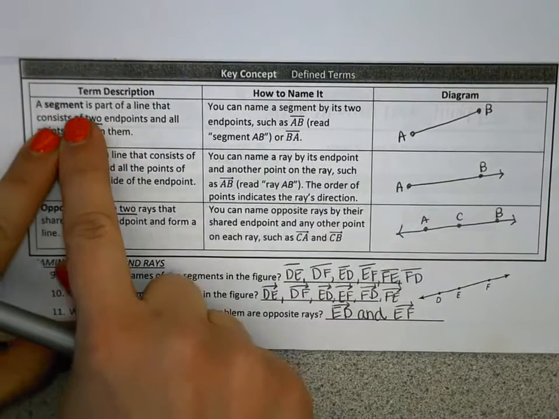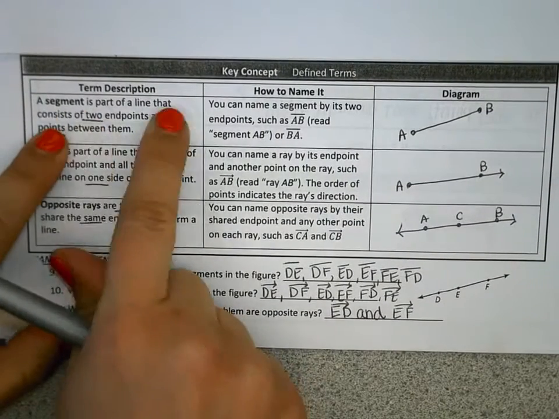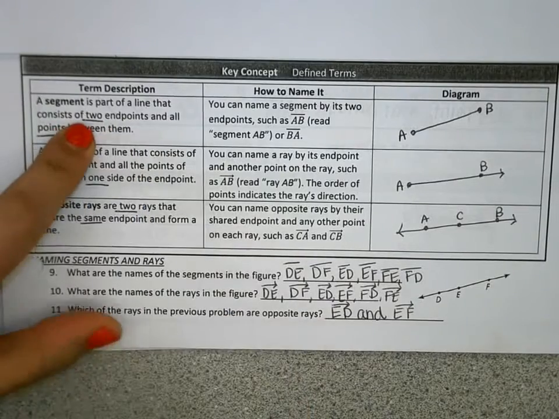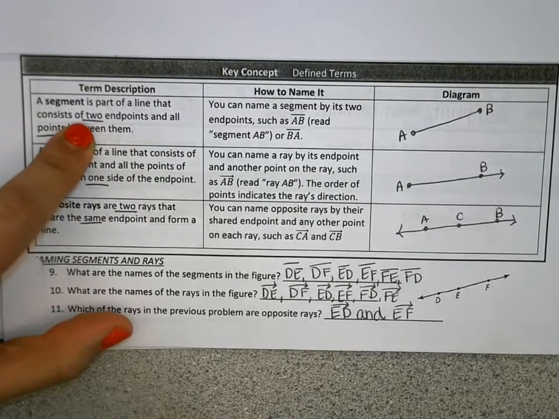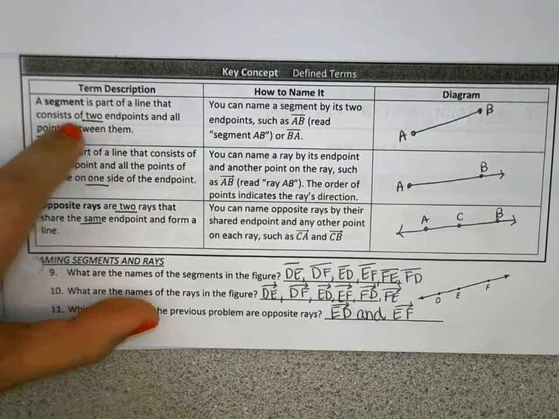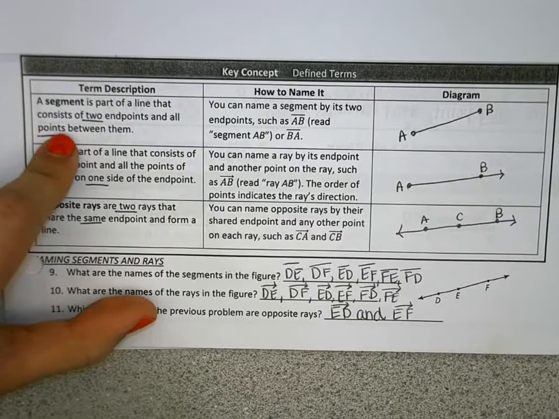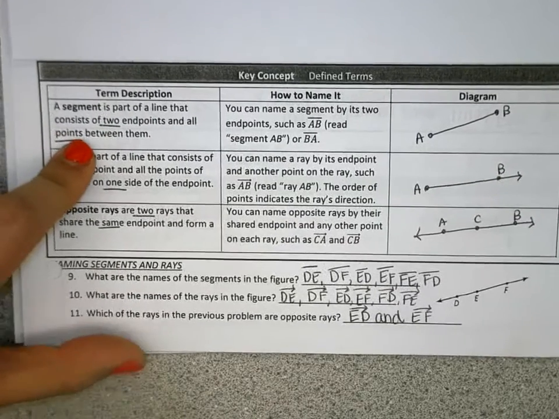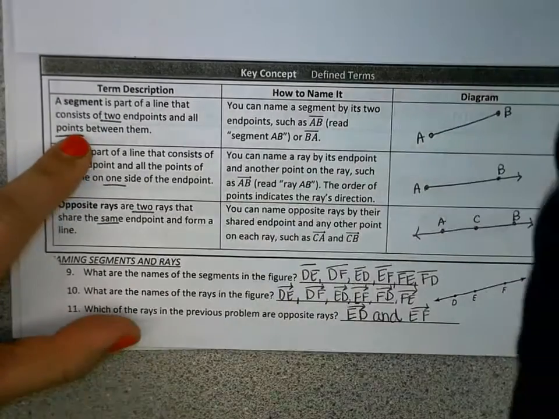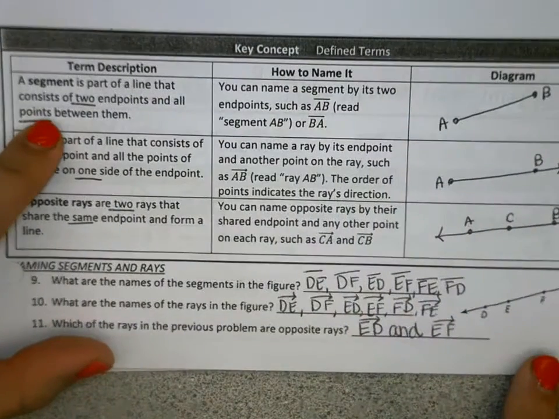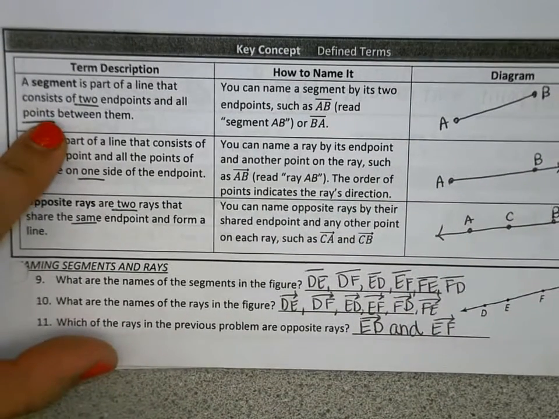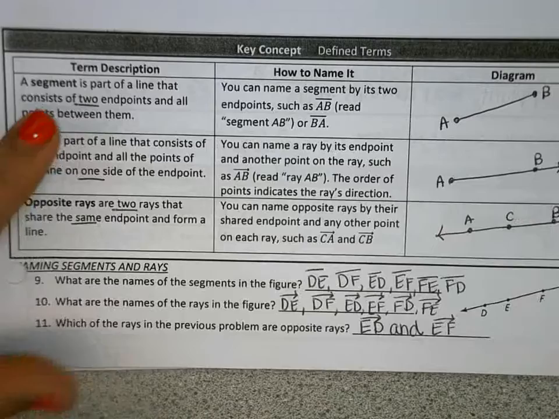So a segment is a part of a line that consists of 2 endpoints. So 2 is where your blank is. And all the points between them. So that means infinitely many points. Okay? So a segment has 2 endpoints and consists of all the points between them.